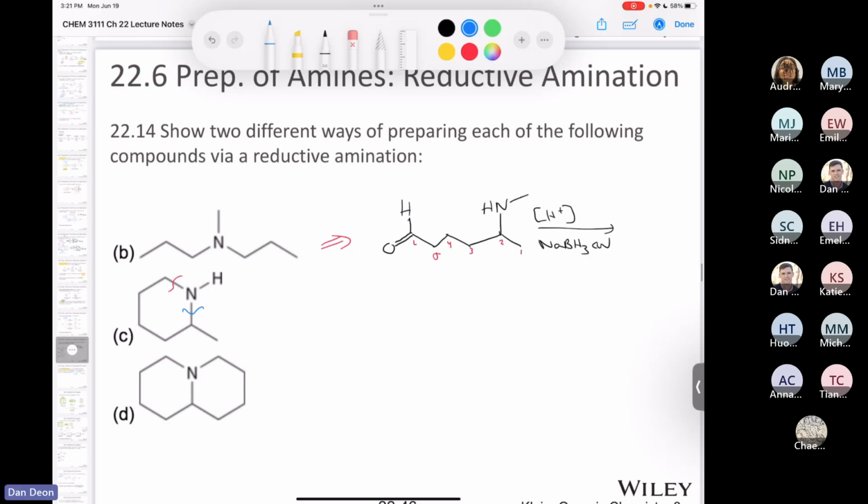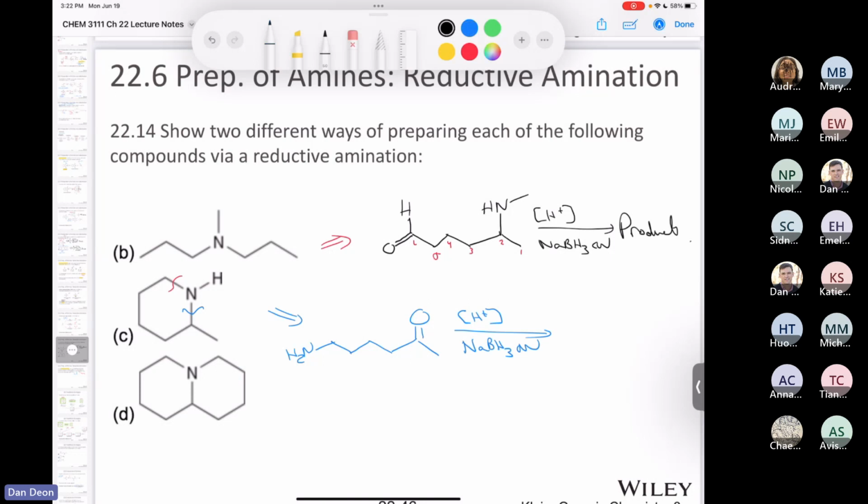Okay, now if we made the blue disconnection, in that case, we would have our carbonyl. Maybe I'll draw this in blue. Our carbonyl would be out here like that. And then we'd have 1, 2, 3, 4, 5, 6. Oh, I'm doing this wrong. No, that's right, 1, 2, 3, 4, 5, 6. And then we would have our primary amine like this. And then we would use the exact same conditions, so a catalytic amount of acid and sodium cyanoborohydride. And either way, that is going to give you the product, right?